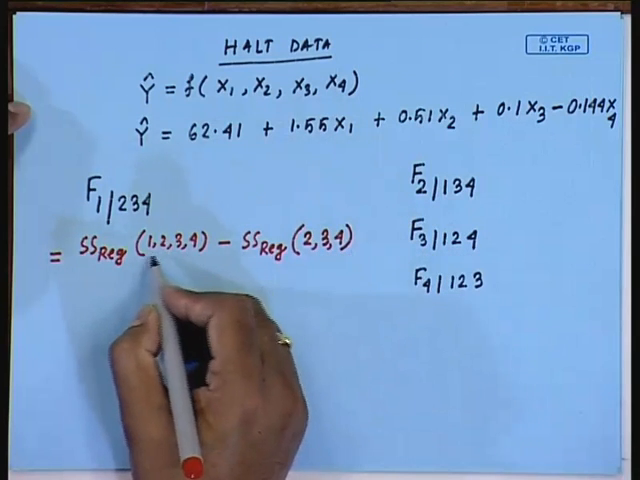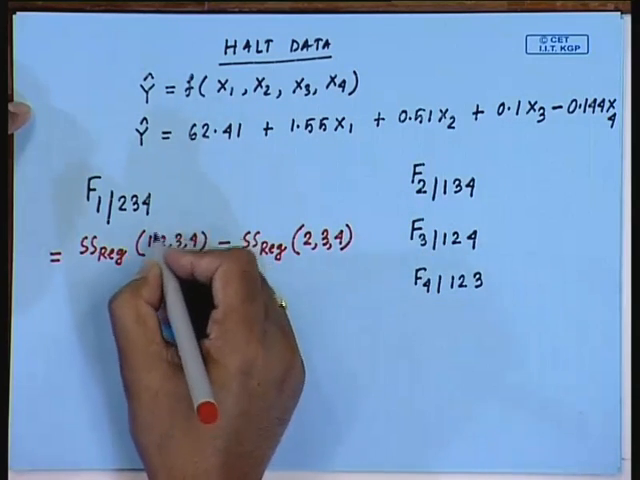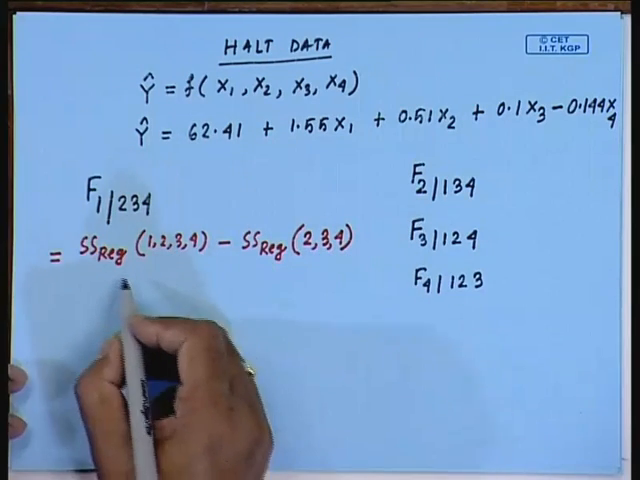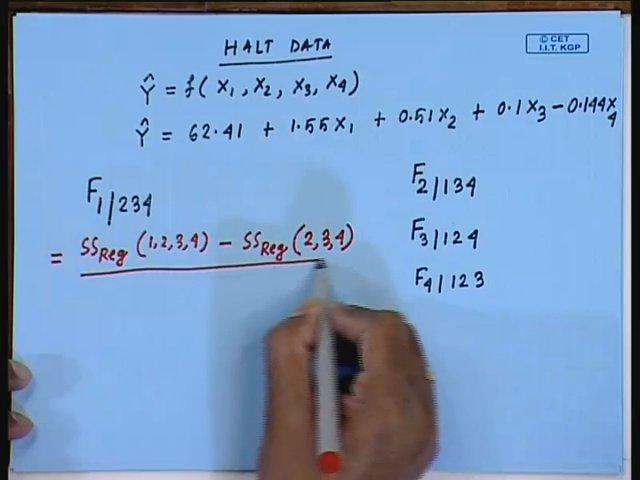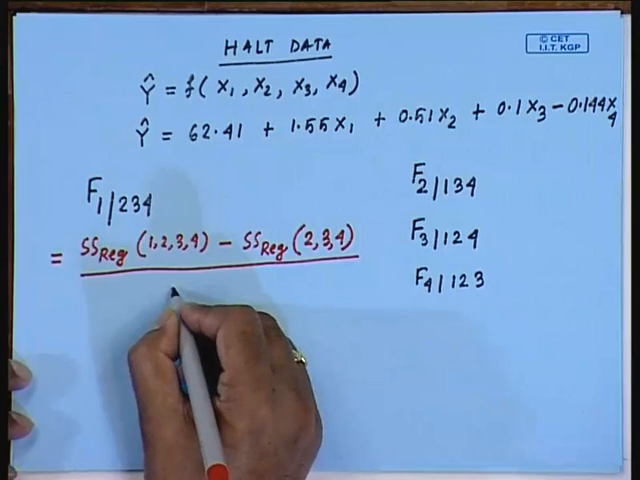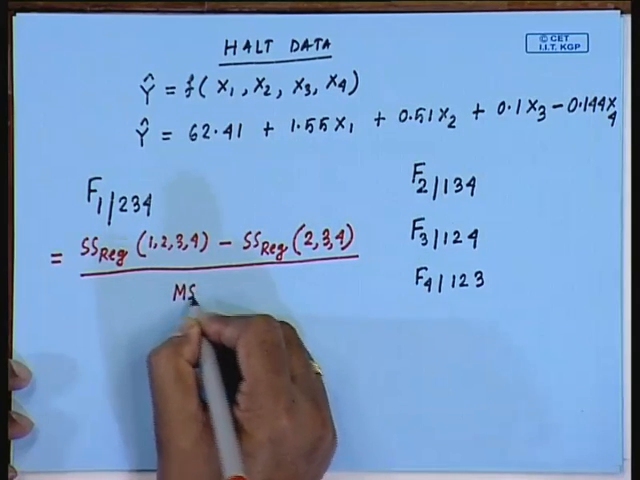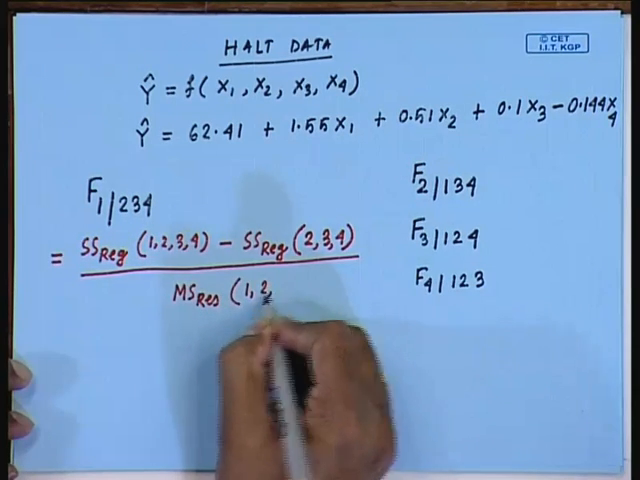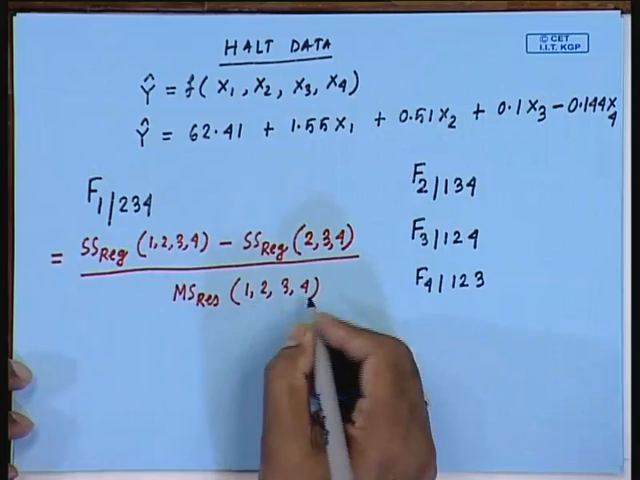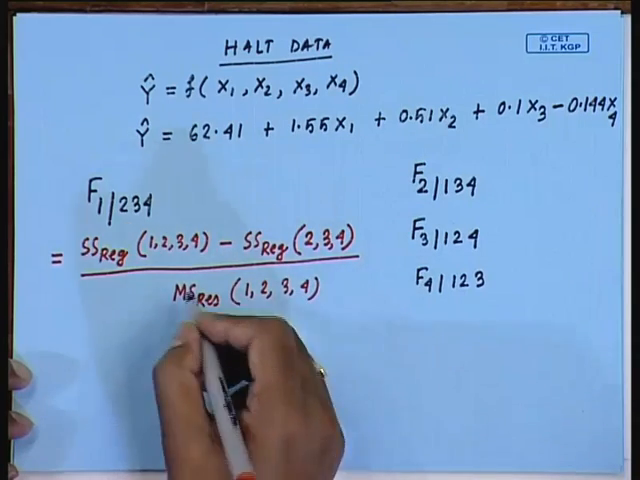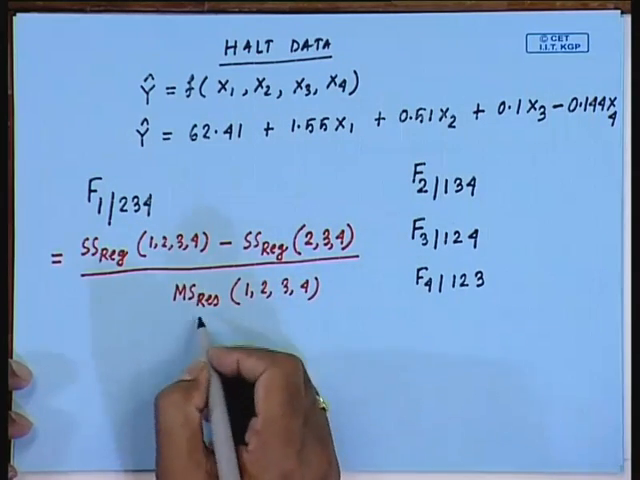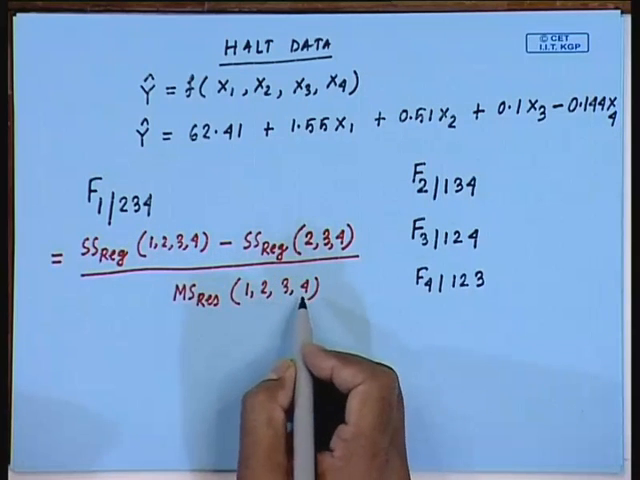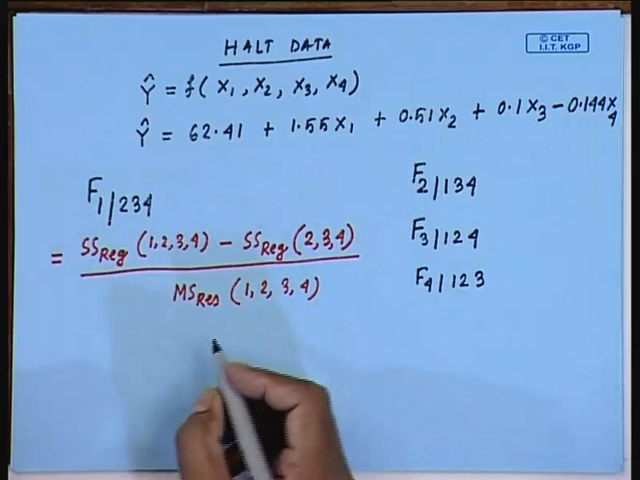Also, instead of 1, 2, 3, 4, you can write x1, x2, x3, x4. Maybe next time I will do that. Now the MS residual. MS residual for the full model, that means 1, 2, 3, 4, all the 4 regressors are there in that model. This is the MS residual when all the 4 regressors are present in the model.